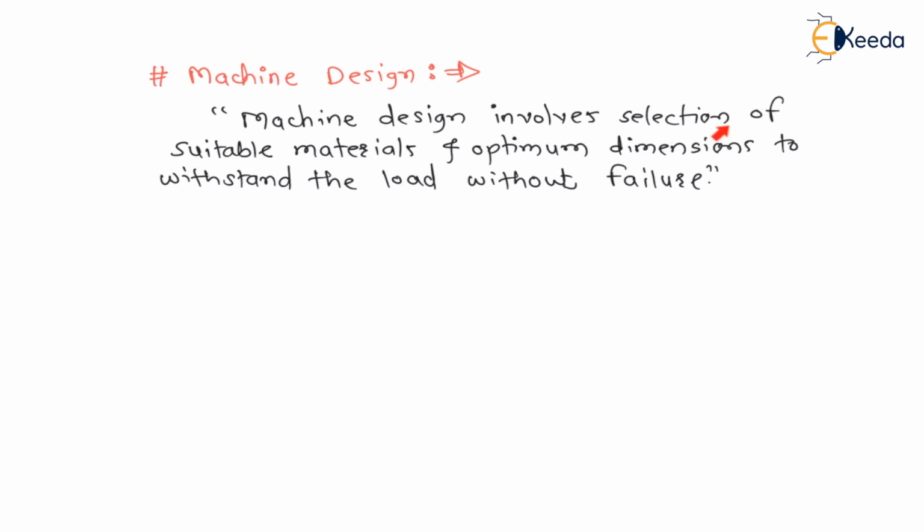Machine design involves selection of suitable materials and optimum dimensions to withstand the load without failure, right? Means in machine design we have to select the material and we have to select the optimum design, and accordingly we have to avoid the failure of that component.